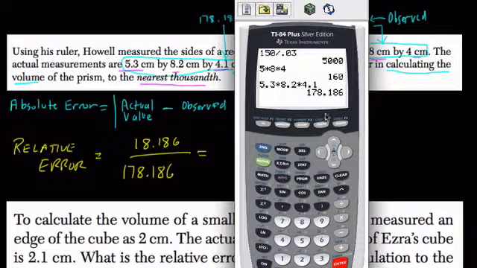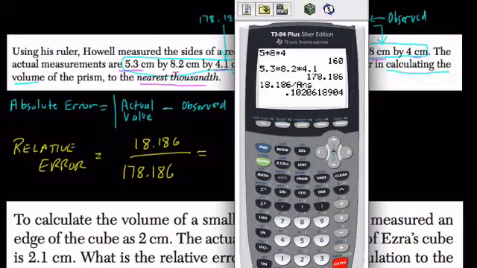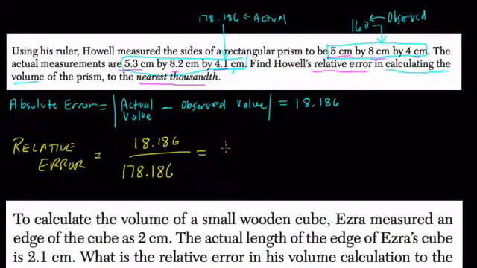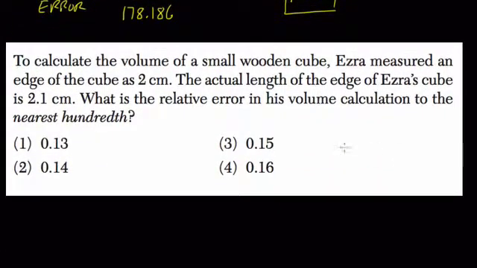So we do the 18.186 divided by the actual value from that last problem. We get 0.10206, and so forth. But we went to the nearest thousandth, so that equals 0.102. That's our answer.